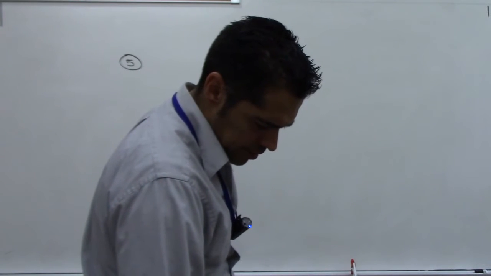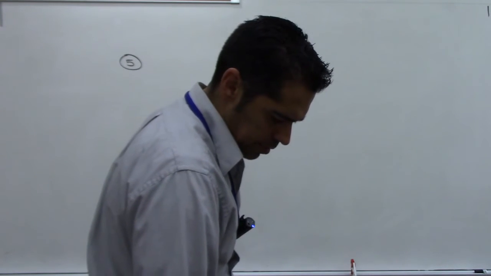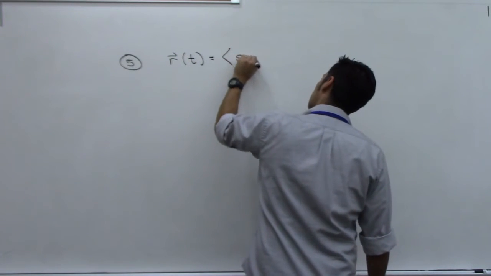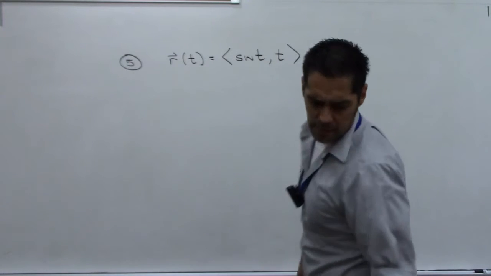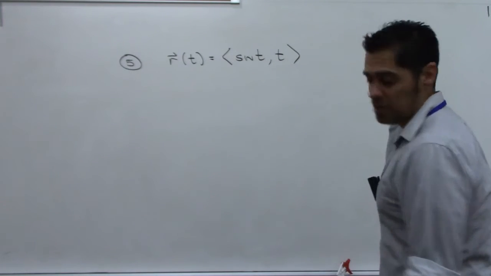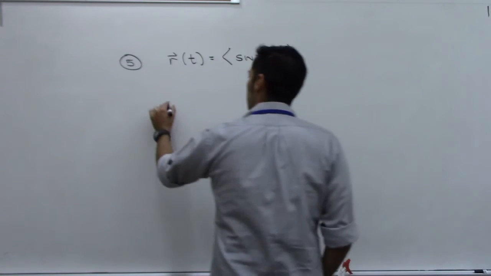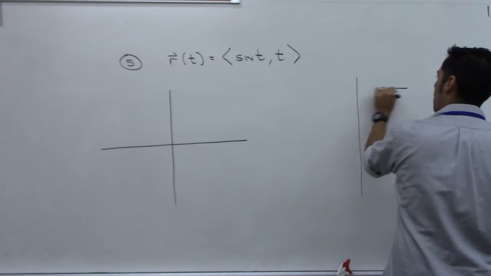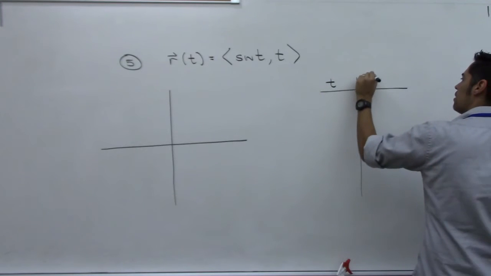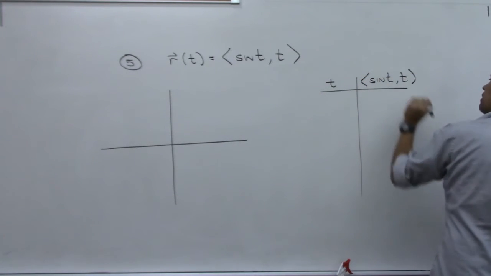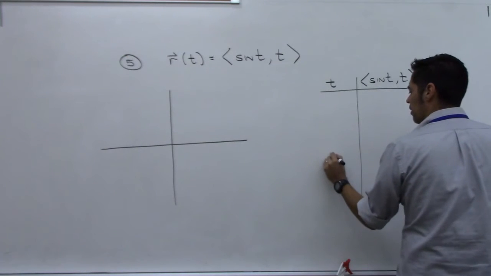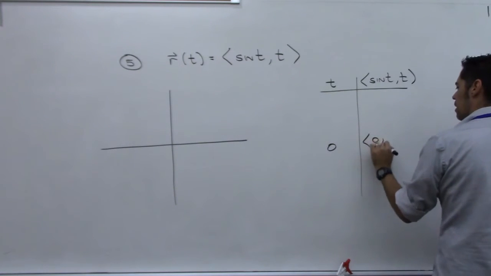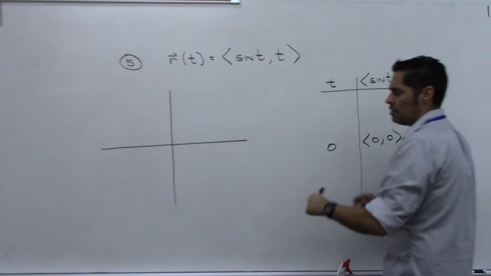Sketch the curve with the given vector equation. Indicate with an arrow the direction in which t increases. So r of t equals sine t, t. All right. So this is two-dimensional. So let's make a t-table. This is t. Over here is going to be sine t, t. So if I plug in, let's start with 0. I'll put 0 here in the middle. Sine of 0 is 0, and then 0. So when the clock starts, I'm at the 0 vector.